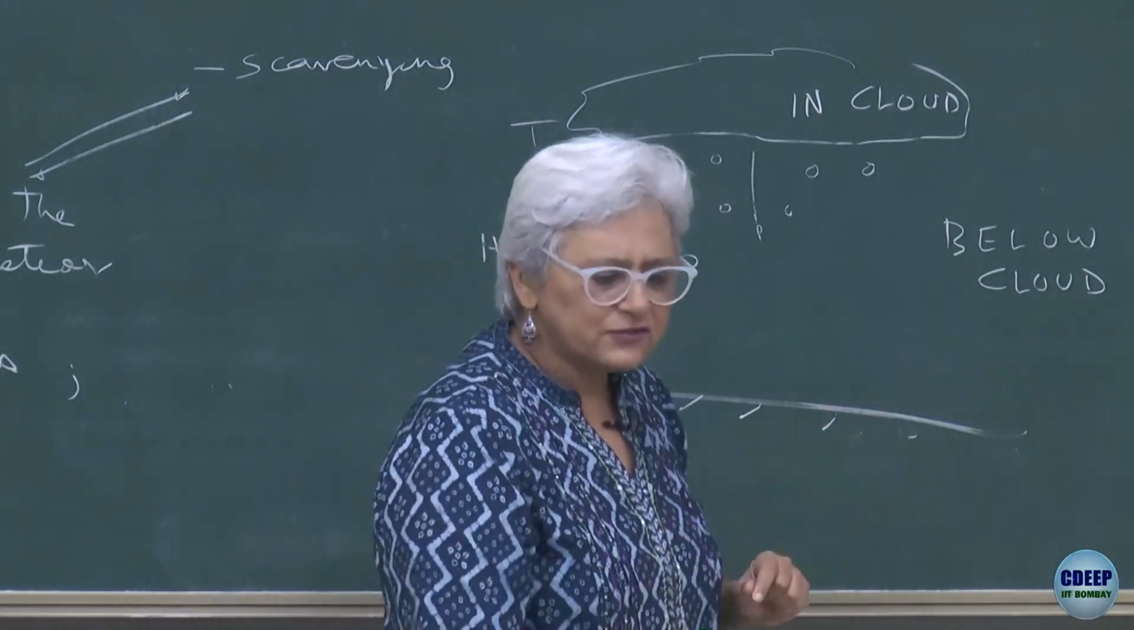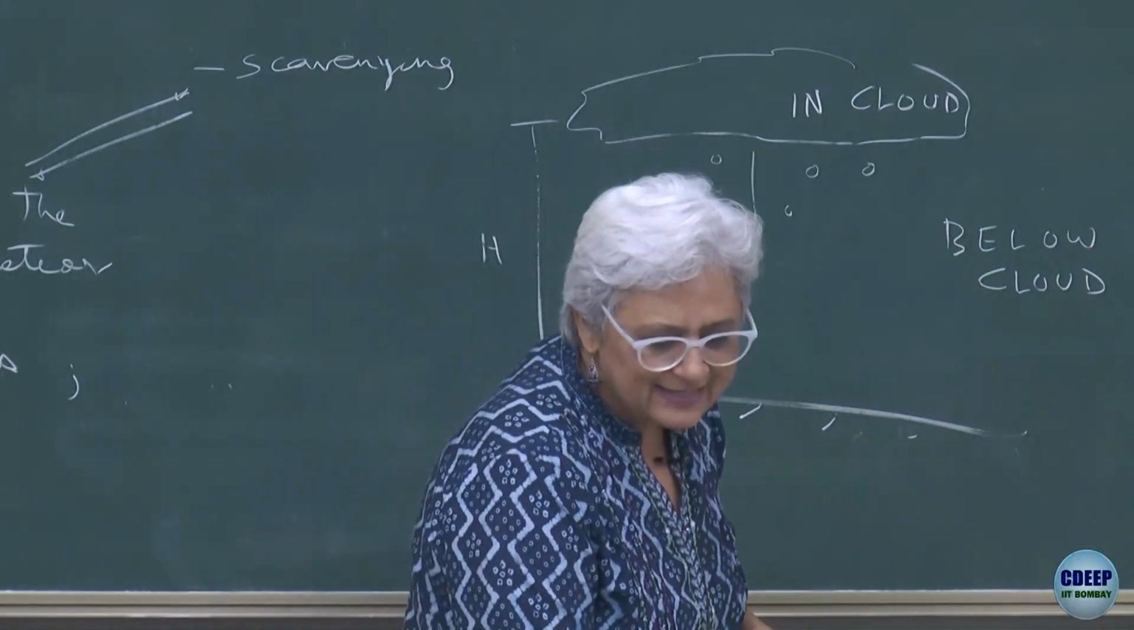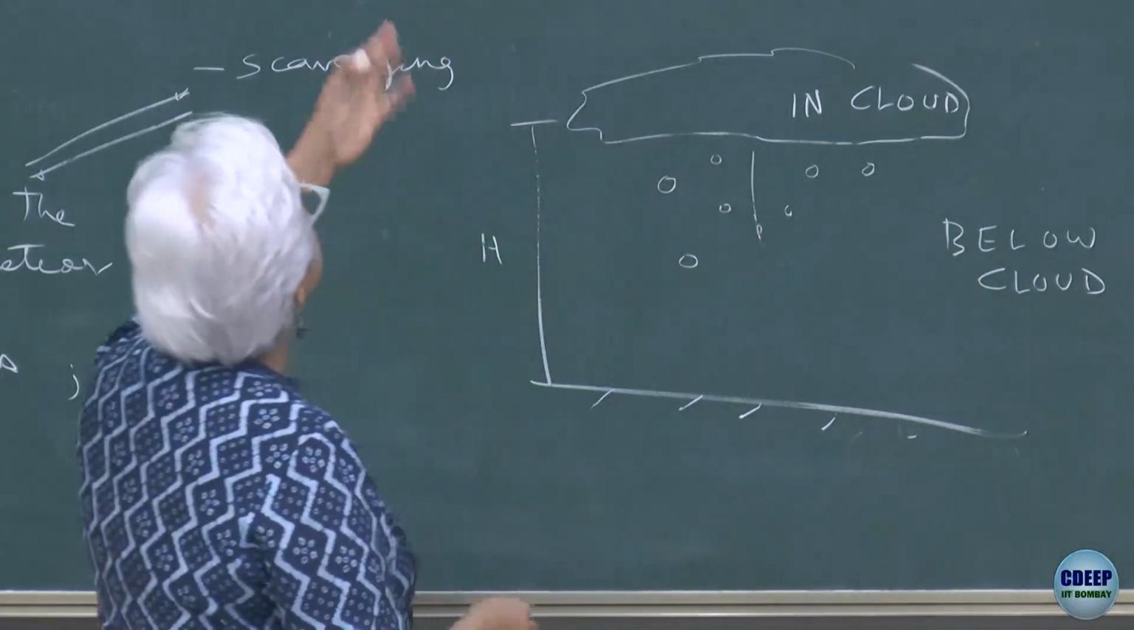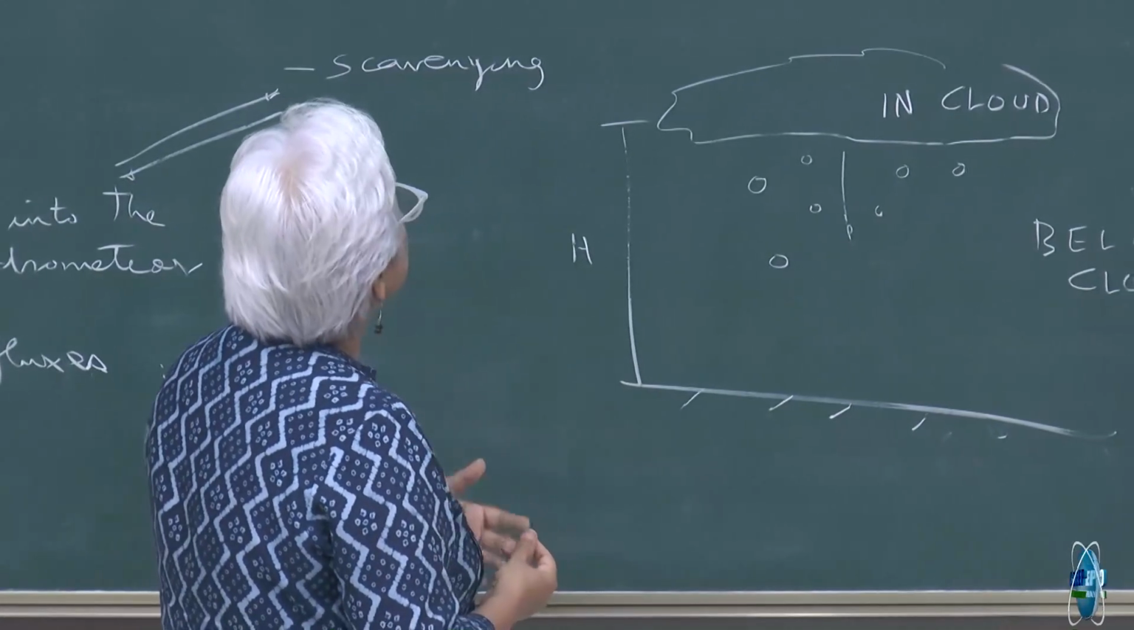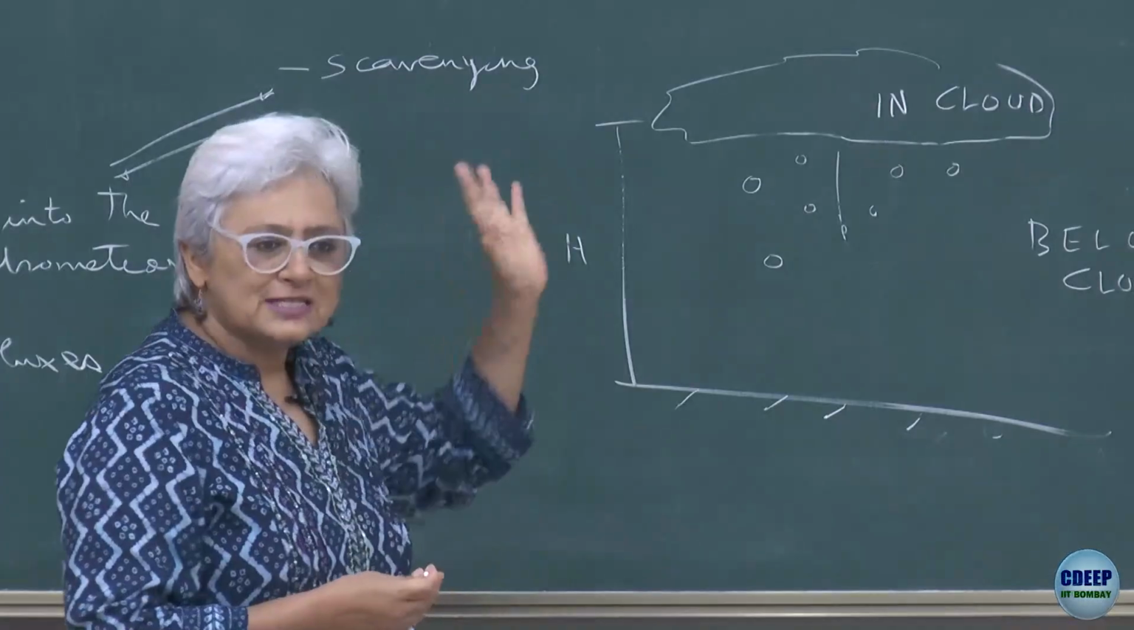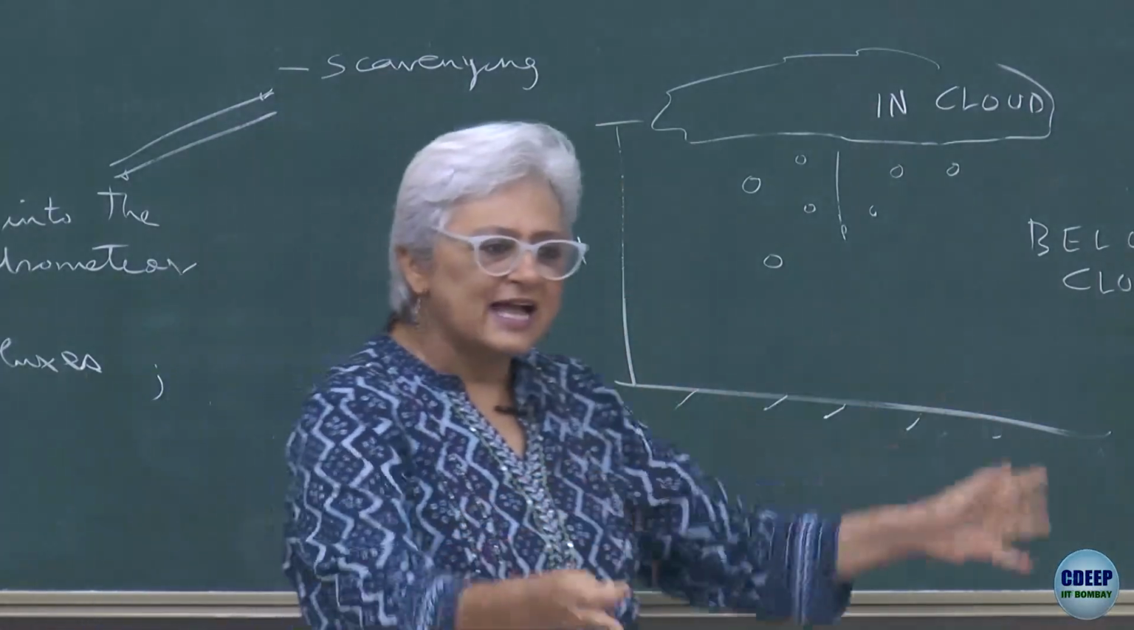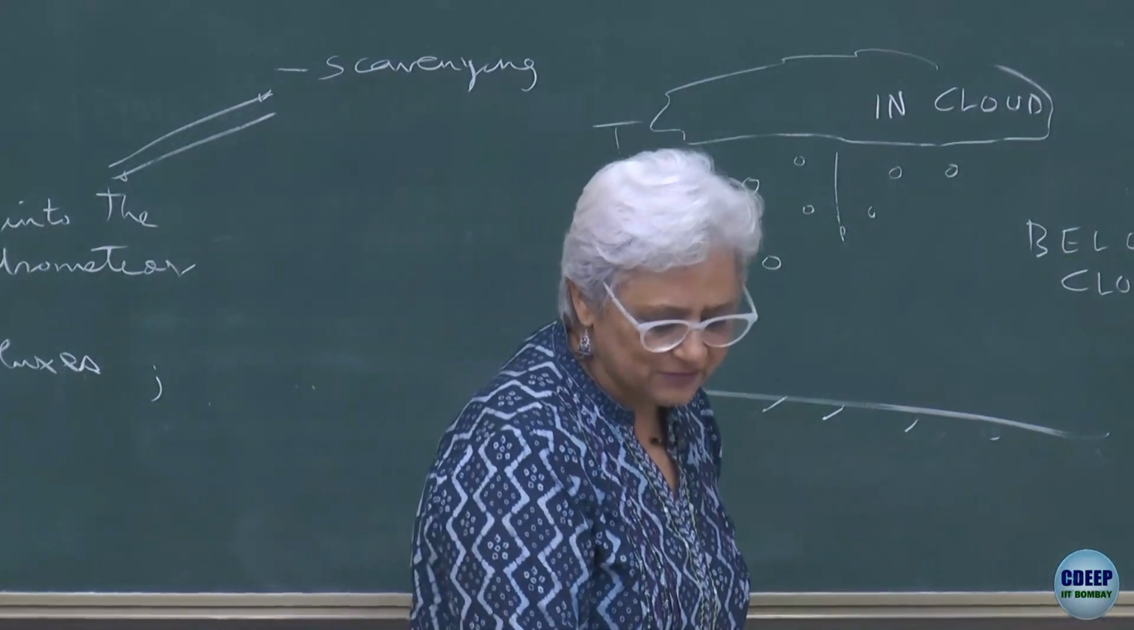So these are the complexities, and then this is of course saying that you have below cloud and then you have in cloud and so on and so forth, and we will treat these processes and try and put a mathematical framework around them.